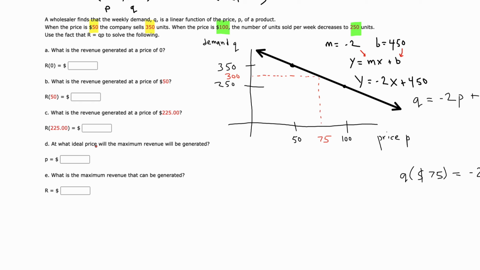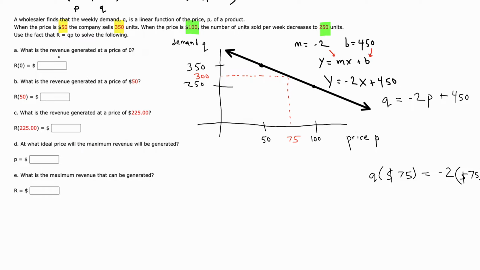But this question wants us to go even farther than that. They want us to find a revenue function. Now, revenue has a formula. It's always going to be found by multiplying a number of units that are sold times the price that those units sell at. But what makes this problem a little complicated is the price and the units sold have a relationship where the price is not just constant, it's a variable.